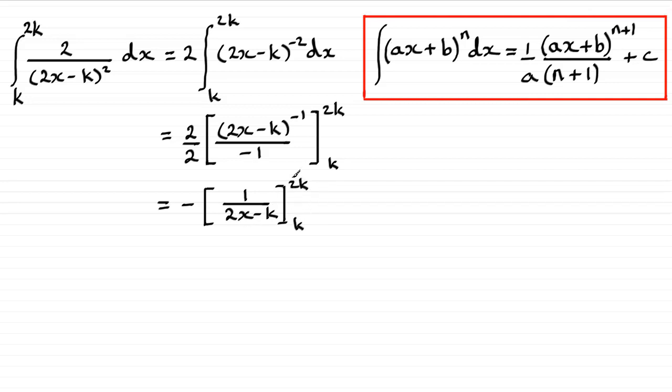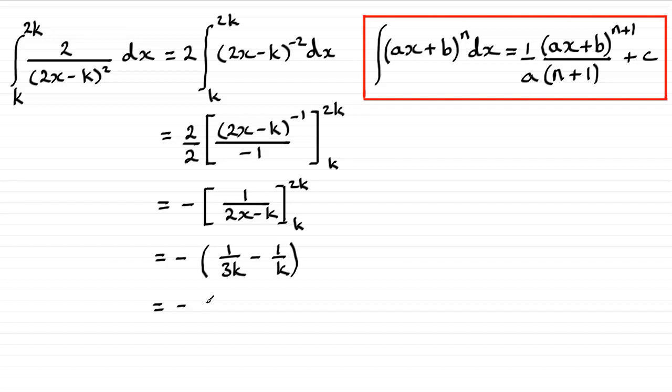So it's just a question now of substituting the 2k in and subtracting what we get when we put the k in. So I'll have the negative here outside, and then what we're going to have is 1 over, and we're going to put that 2k in, so we get 2 lots of 2k, that's 4k, minus the k, that gives us 1 then over 3k. And we subtract what we get when we put k in, so that's 1 over 2k minus k, so that's 1 over k. What we've got here really is a third minus a whole one of 1 over k, and that's just going to give me minus 2/3.